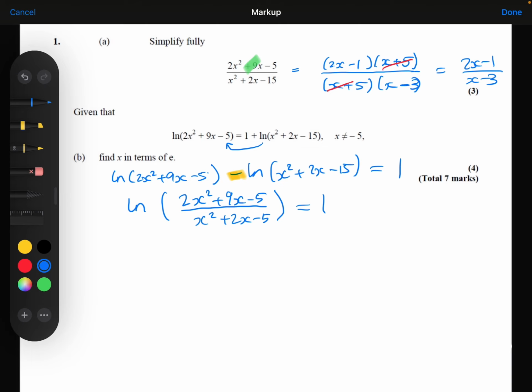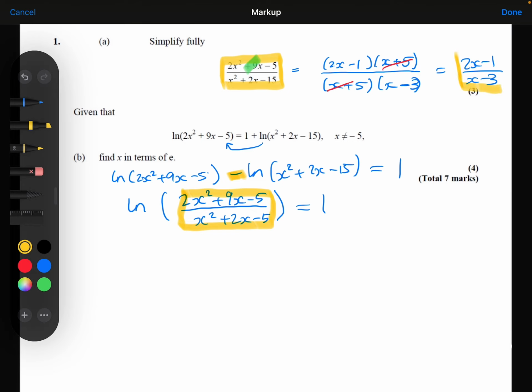At this point, you'll hopefully notice that what we have on the inside of the logarithm is exactly what we started with in part A. So actually I can replace that with the (2x − 1) over (x − 3), just to make my insides a little bit easier there.